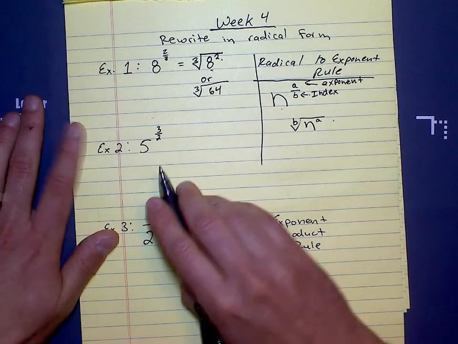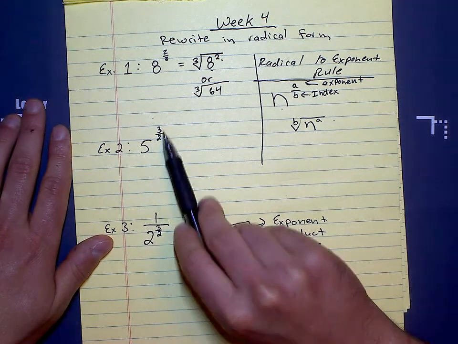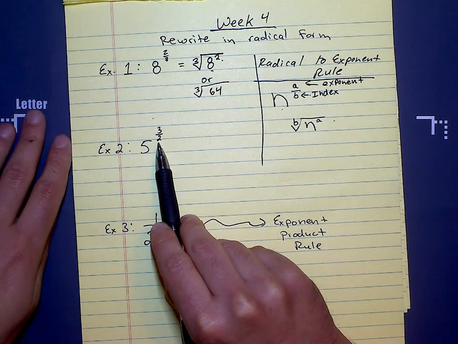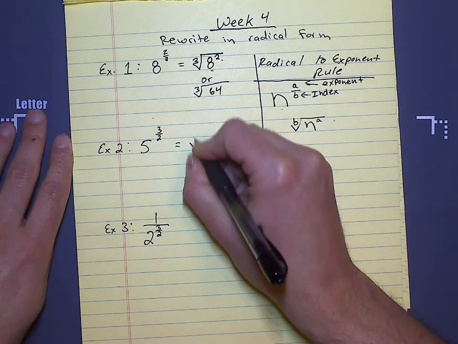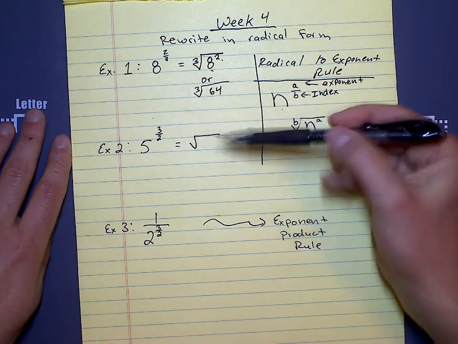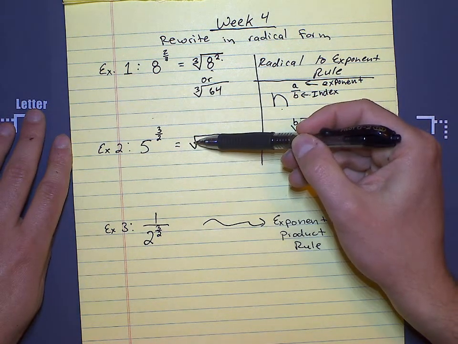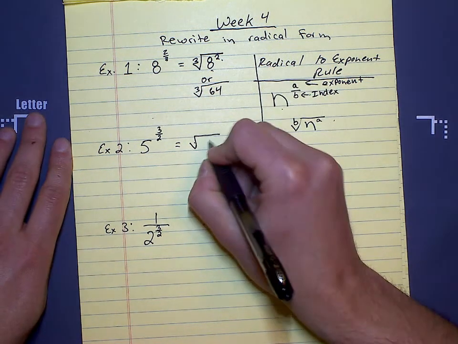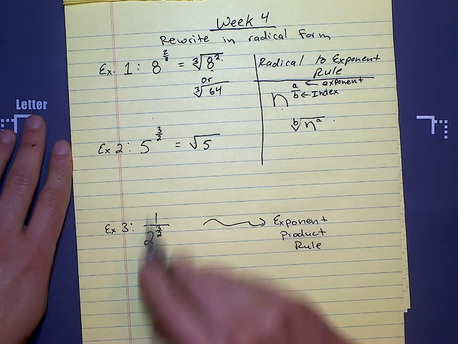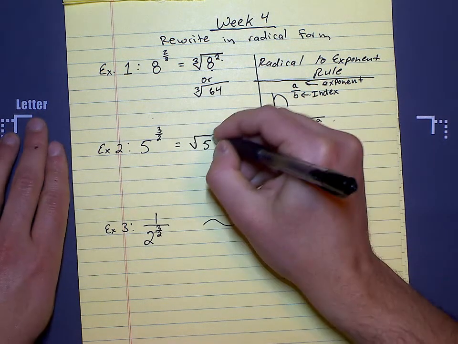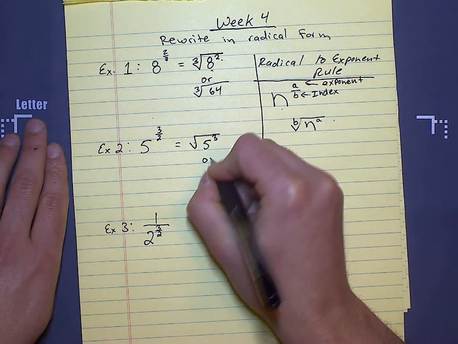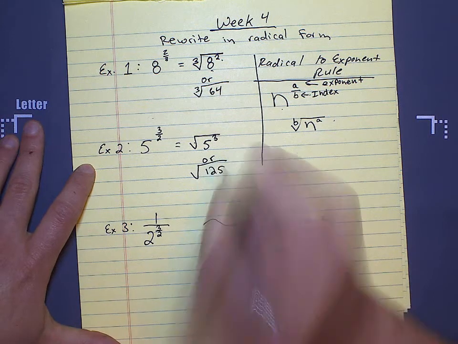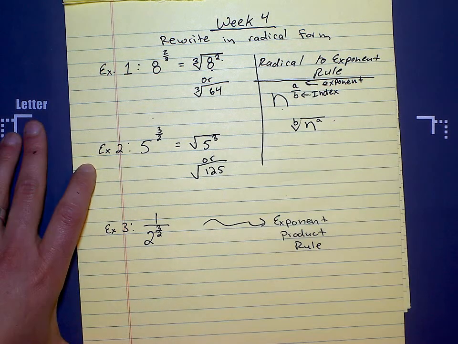One more example. You have 5 to the power of 3 over 2. So the index is 2, so that makes it a square root. Keep in mind, if it's a square root, it's not necessary to put an index because it's assumed that it's a square. The radicand is 5, and then the numerator is acting as the exponent, so it's the square root of 5 to the 3rd, or you can write it as the square root of 125, because that's 5 to the 3rd.